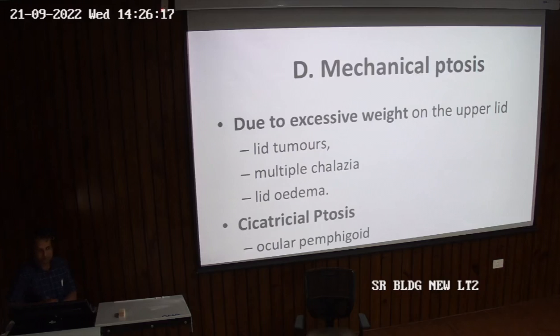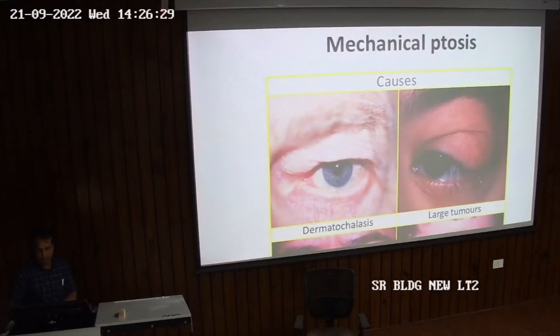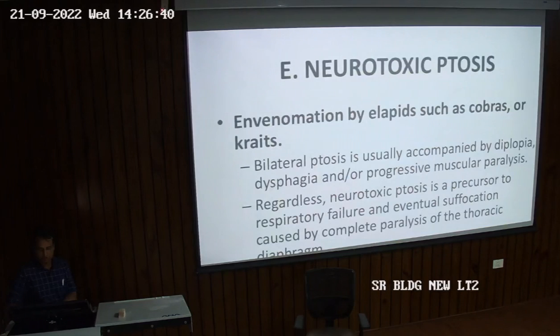Mechanical ptosis is due to excessive weight on the upper lid, due to lid tumors, multiple chalazia, lid edema, or cicatricial ptosis in cases post-burn or ocular pemphigoid. In this case, there is a large chalazion on the upper lid causing ptosis, or dermatochalasis. Loosening of the skin of the lid may also cause ptosis. Neurotoxic ptosis is bilateral, usually accompanied by diplopia, dysphagia, or progressive muscular paralysis. Regardless, neurotoxic ptosis is a precursor to respiratory failure and eventual suffocation caused by complete paralysis of the thoracic diaphragm.